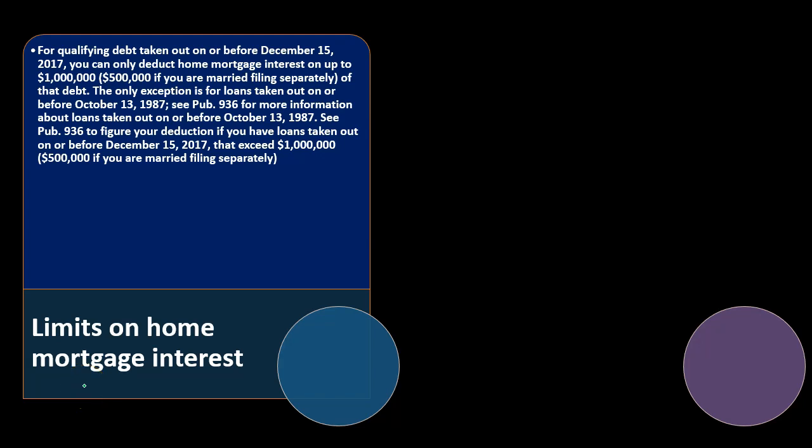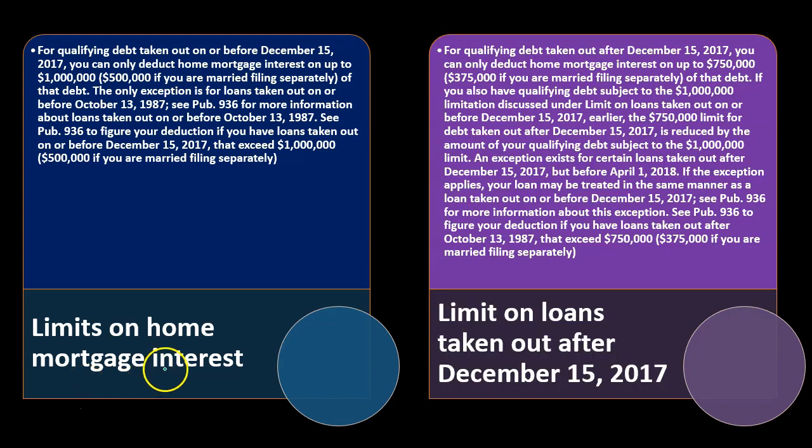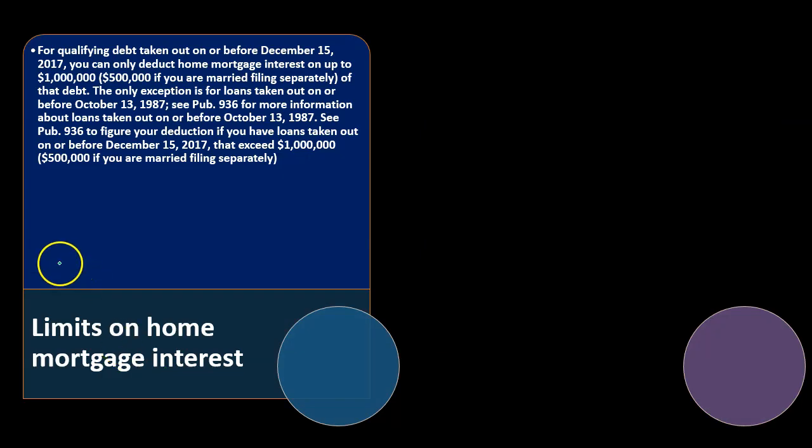Limits on home mortgage interest. Now notice there has been a change, so we're going to have the cutoff date, and we're going to take a look at the law before the cutoff date and after the cutoff date. For qualified debt taken out on or before December 15th, 2017, you can only deduct mortgage interest up to $1 million, or $500,000 if you are married filing separately, of that debt.